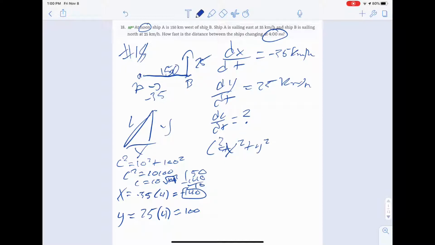Right. So given that, we can take our c squared equals x squared plus y squared. So that'll give us 2c dc over dt is equal to 2x dx over dt plus 2y dy over dt, and then solve for dc over dt. But before we do that, we can get rid of the 2's by dividing the entire thing. And then we can solve for dc over dt.